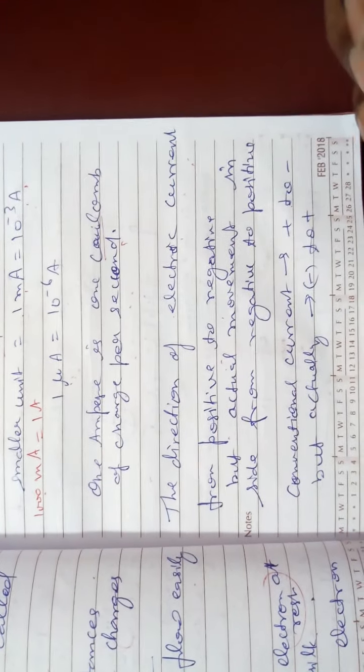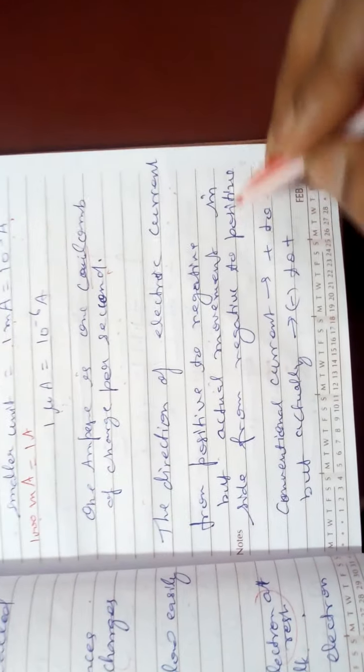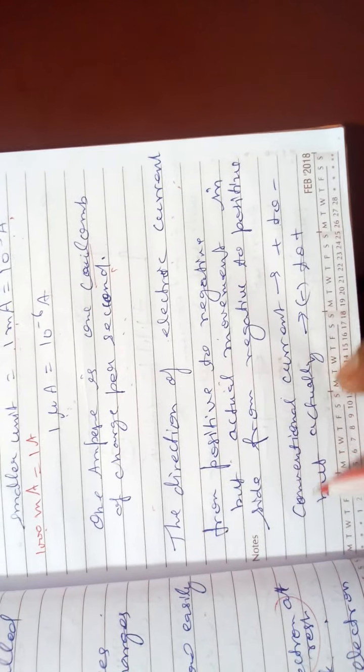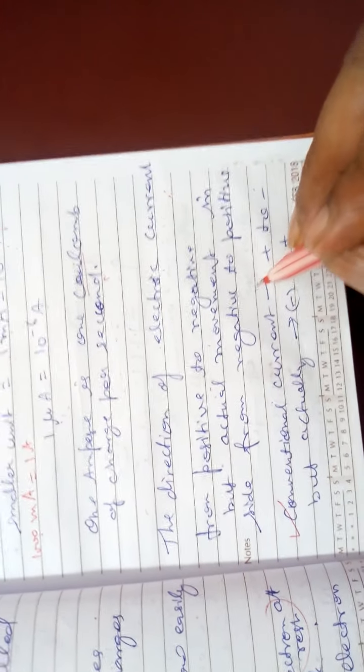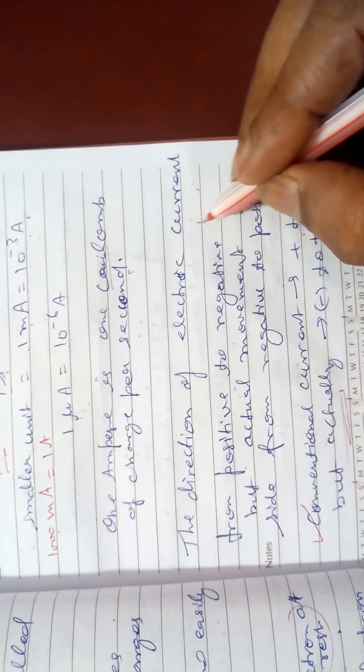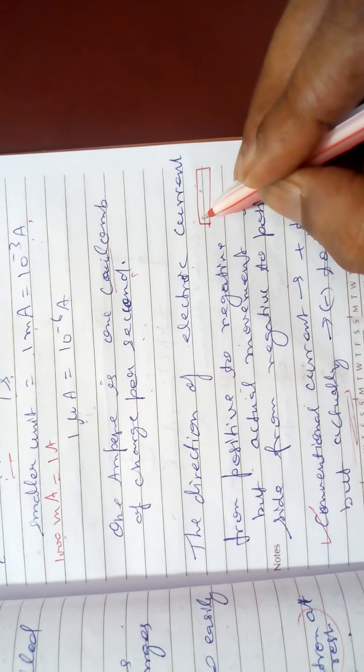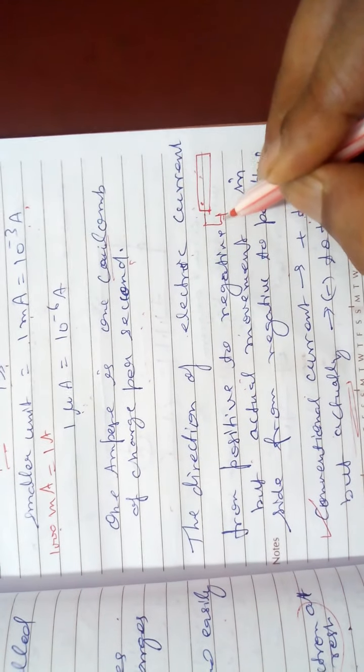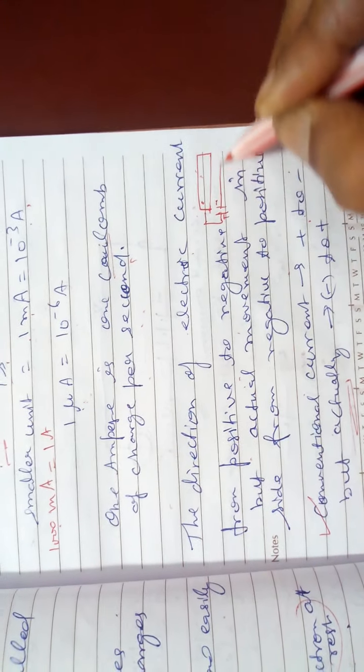But the actual flow inside the wire is that electrons flow from the negative terminal to the positive side. Electron is flowing from negative to positive, while conventional current is flowing from positive to negative. In the symbolic form, from the positive terminal to the negative terminal, we will see the current flowing. But what is the actual flow inside the wire? Negative to positive. Electrons are flowing there.